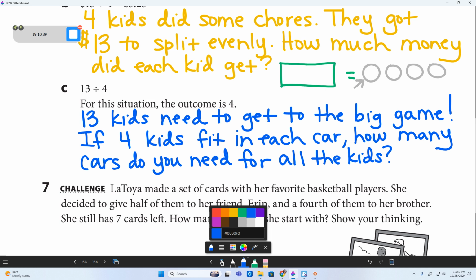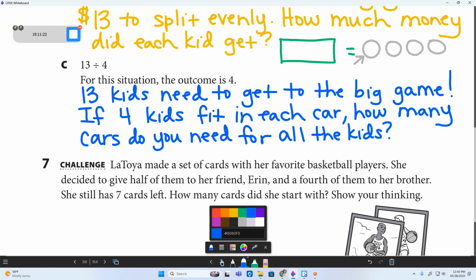And again, the answer is 3 remainder 1. We already know that from up above. 3 cars is not enough because there'd be a kid left over, right? And you can't leave a kid behind. So 3 cars is not enough. If 3 cars is not enough, better round up to 4 cars. There's a remainder, there's a kid left over, so you would need to round up to 4. So a problem like this where you have to round up, you need an extra car, is a great problem to match what they wanted it to be.